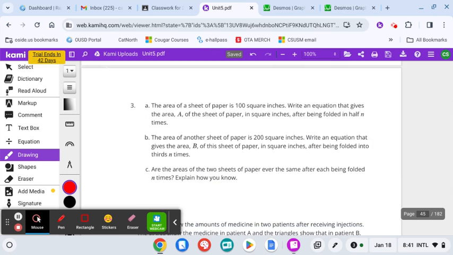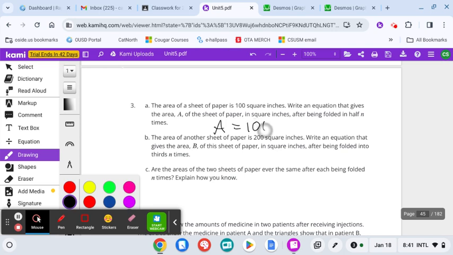The area of this sheet of paper is 100 square inches. Write an equation that gives the area. So area begins with 100 square inches of sheet, and it is being folded in half. So my multiplier is a half, repeatedly, to the power of n. You go do part B the same way.